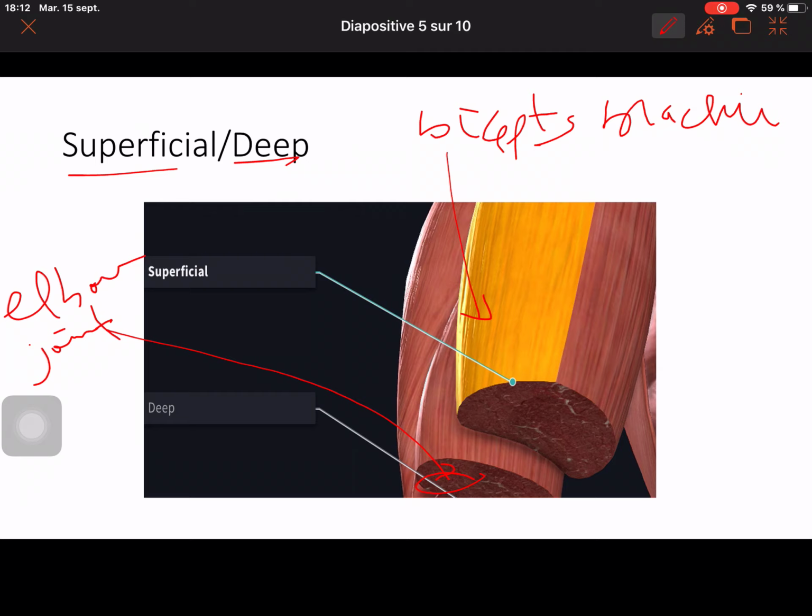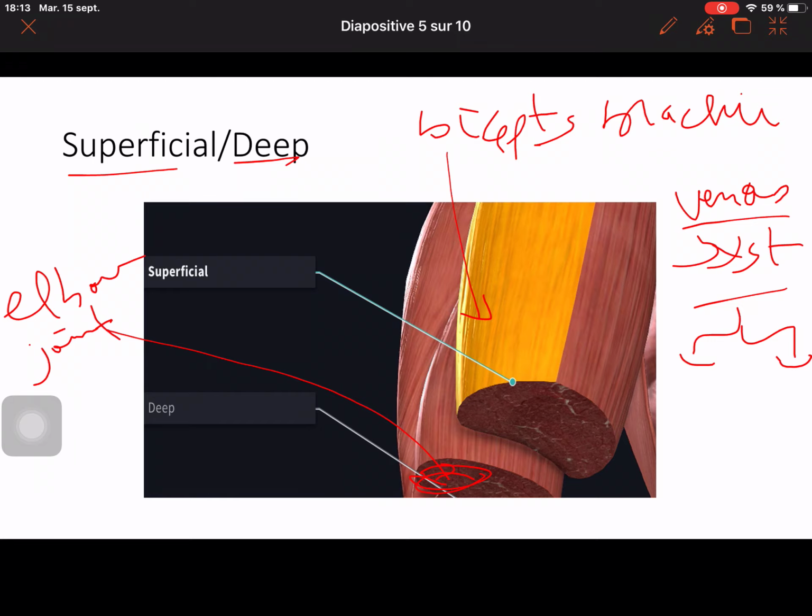Superficial is closer to the skin, the most exterior part. The deep is further away from the skin. Okay, here, like we see, the biceps is superficial because it's closer to the skin, and this joint here is deep because it's further from the skin. Also, we can take an example of the venous system. We have the superficial venous system and we have the deep venous system.